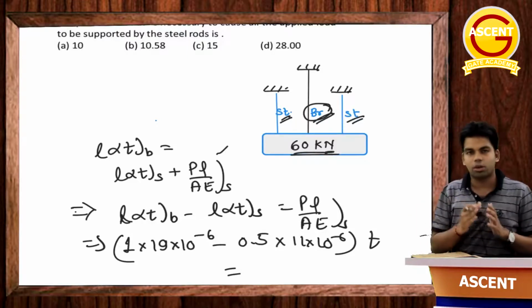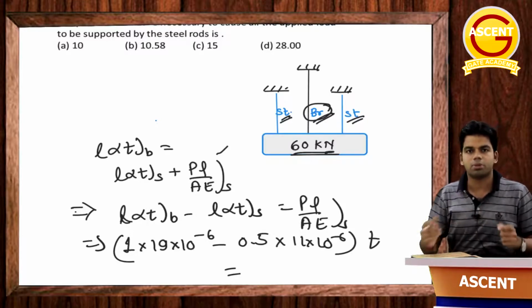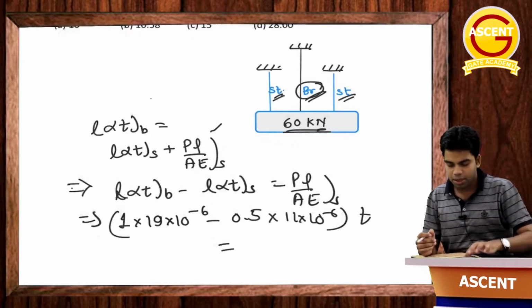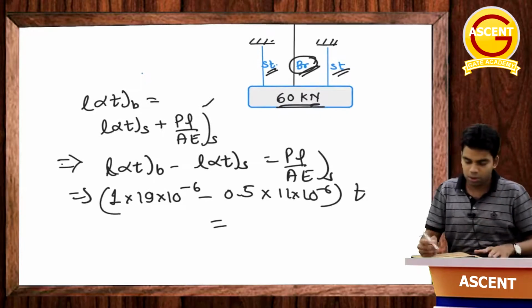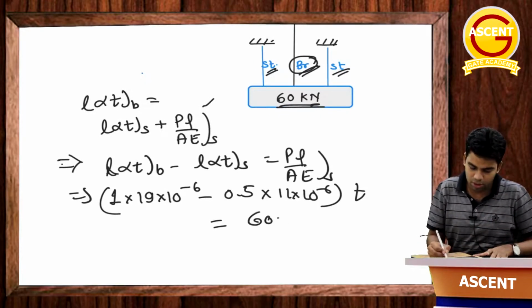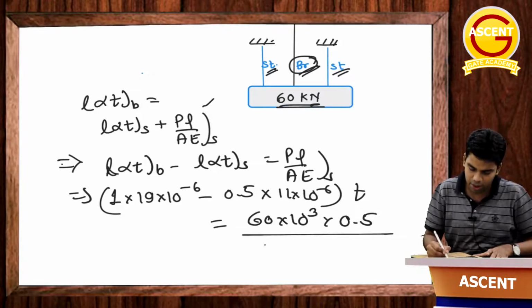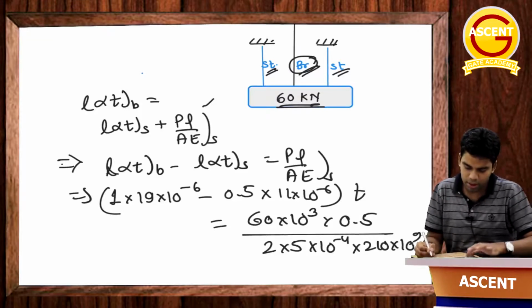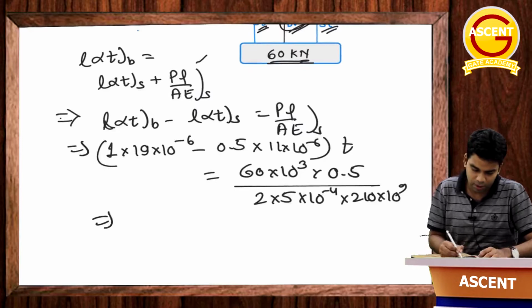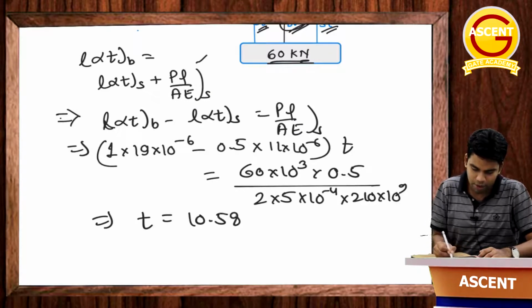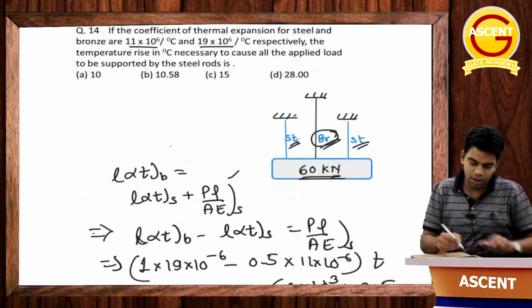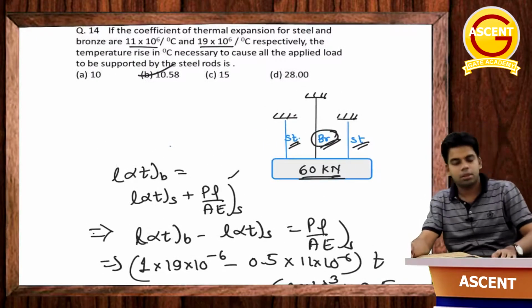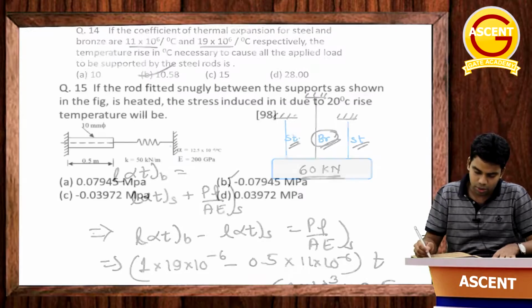And if I am taking one steel rod, then the load in it will also be 30 kilonewton and the area will be of a single steel rod. Getting this? So I am taking this total load as 60 kilonewton and the area of both steel rods. So this will be equal to 60 into 10⁻³ into 0.5, the length of steel, divided by the area, 2 times 5 into 10⁻⁴, into E, which is 210 into 10⁻⁹. Getting this? Okay. So from here we can determine the value of T, which is equal to 10.58 degree centigrade. So the answer should be 10.58 degree centigrade, B. Clear or not? Okay. Next question.